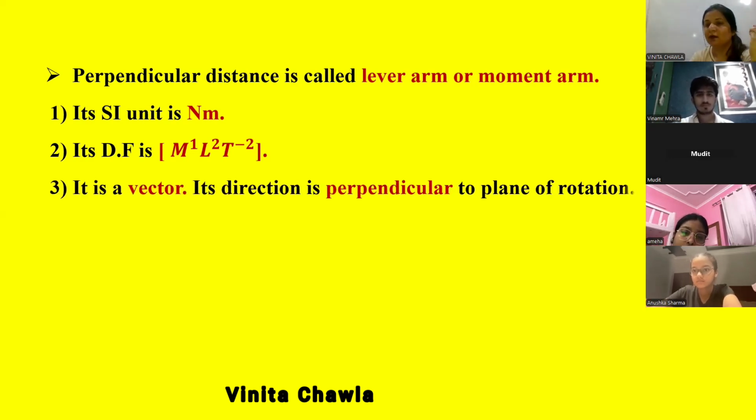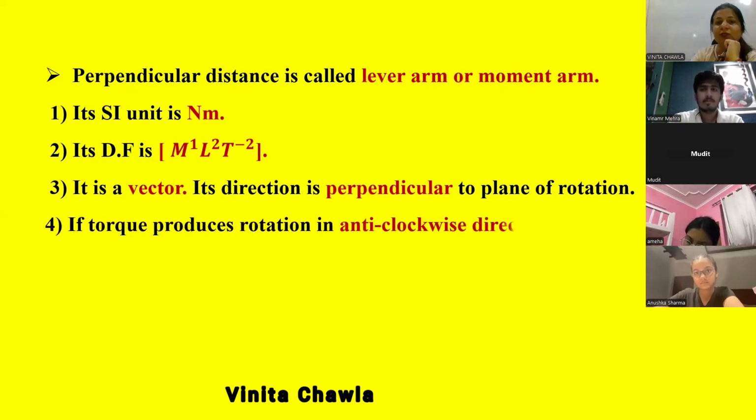It is a vector. Its direction is perpendicular to the plane of rotation. This is the plane of rotation. So torque acts in a direction perpendicular to it because it is a vector product of two vectors. The vector product of two vectors is always perpendicular to both the vectors. So torque is perpendicular to both vector R and vector F.